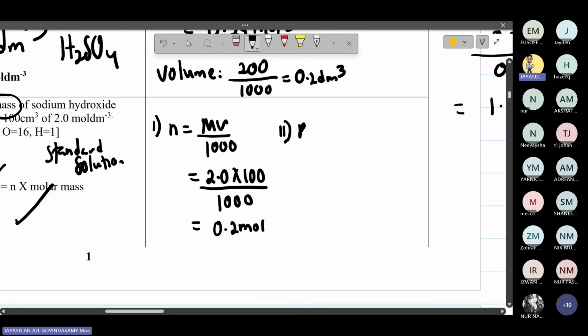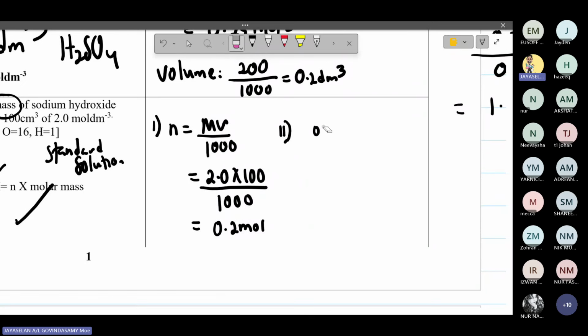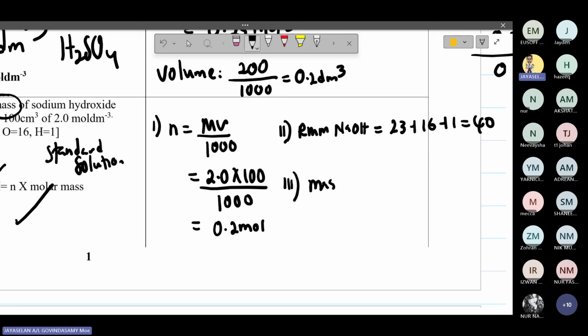You find the molar mass, ataupun you all find the RMM lah. RMM of sodium hydroxide. Kalau you tak nak buat cepat-cepat, you buat pelan-pelan. 23 tambah 16 tambah 1, which is 40. RMM tak perlu unit. Okay, number three, you go for what? Mass. Mass of sodium hydroxide.